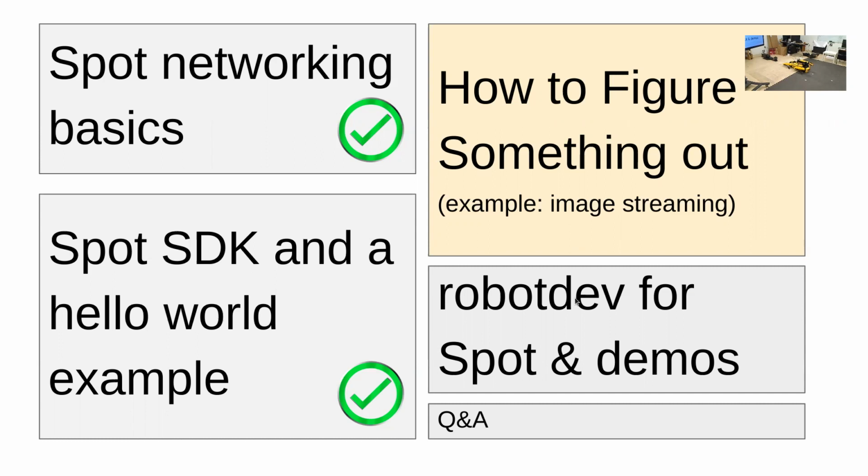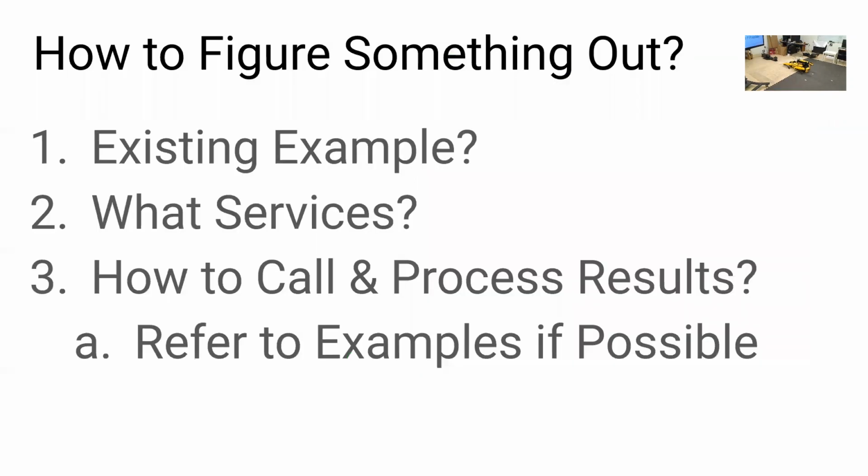Okay, so now, how do you figure something out? The answer is, is there an existing example that just does what you wanted to do? Then you can just look at it. But if there's no existing example, you may want to think about what services you may want to call, and look at the list of services. This is kind of demanding, but you know more when you use it more. Then, how do you actually call these services and process the results? Oftentimes you can search for that service call within the library of examples or within their tests and see how they use it.